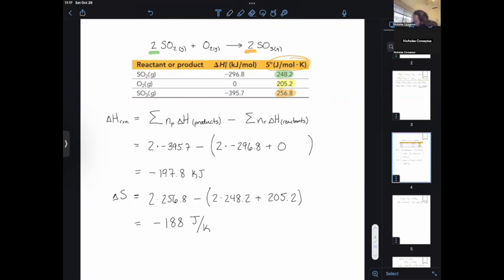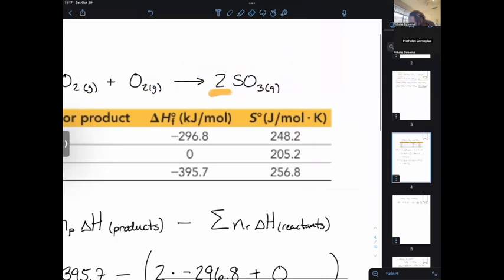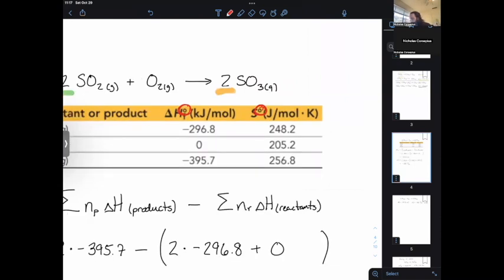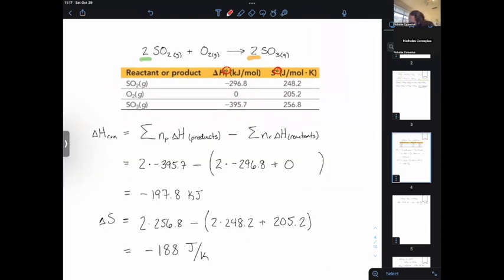Now, one thing that I've sort of glossed over up until this point is if we look at these values here, our tabulated values are delta H naught and entropy naught, that little circle on there. So what does that mean? That means that these values are tabulated specifically under standard conditions.